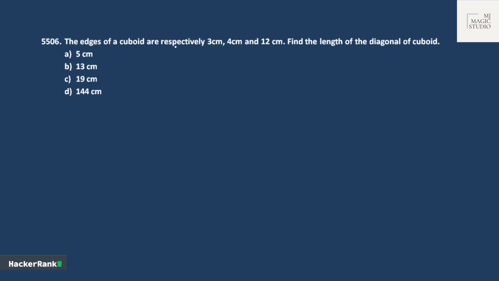The edges of a cuboid are 3 centimeter, 4 centimeter and 12 centimeter. Let it be a, b, c: length, breadth, height. Find the length of the diagonal. Length of the diagonal is given by root over a square plus b square plus c square.